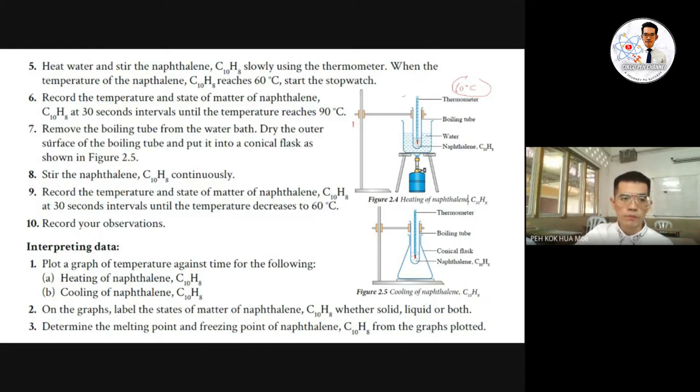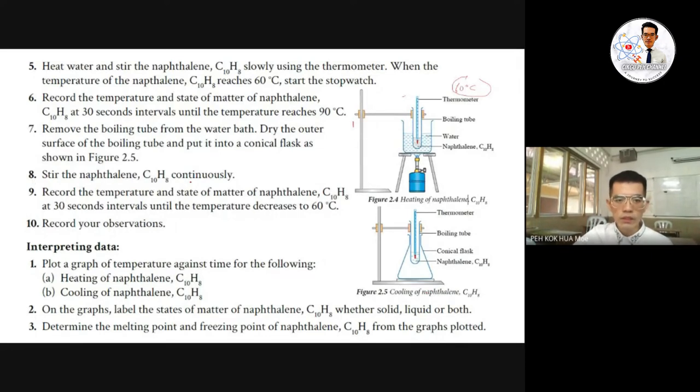Then you remove the boiling tube from the water bath, dry the outer surface of the boiling tube, and put it into the conical flask shown in figure 2.5. So it will be like this. That means you are actually conducting two processes here. The first is a heating process, where we expect the temperature to increase. The other, figure 2.5, is the cooling of the naphthalene, so we have another graph to show the cooling effect.